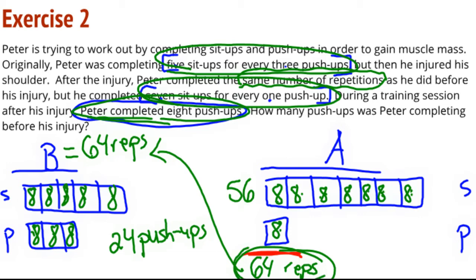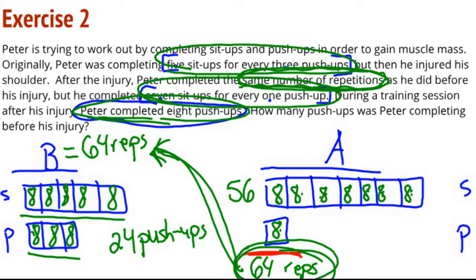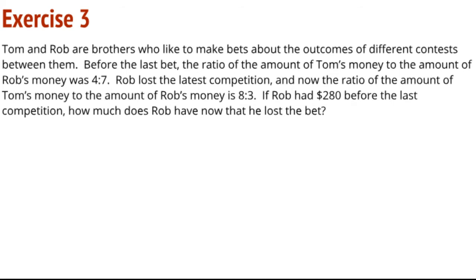I used my knowledge of ratios to find that the value of each of the units was the same. I found the total number of repetitions, and I identified that it says he's doing the same number of repetitions. So the 64 will transfer to another tape diagram. I then counted up the units in my before tape diagram and used division to find the value of each of the units.